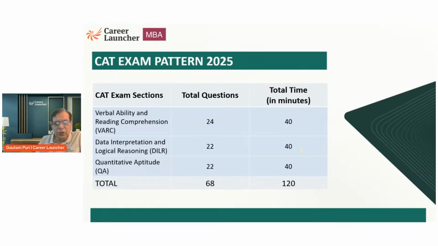Again, just to repeat quickly, we are talking about section 2 of CAT, which is DILR, Data Interpretation Logical Reasoning, which typically has 22 questions. And when I say typically, in CAT 24, it was 22, and it is expected CAT 25 will also be 22 questions. This was in 5 sets of data.